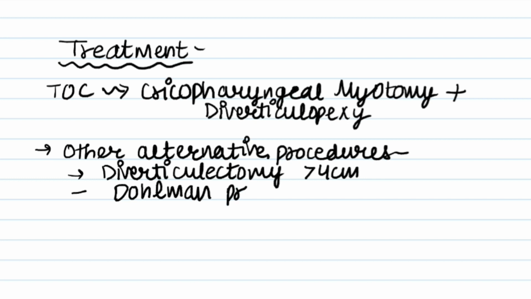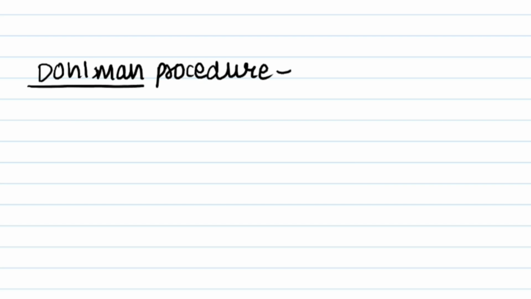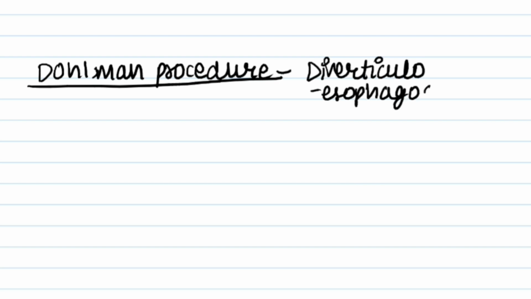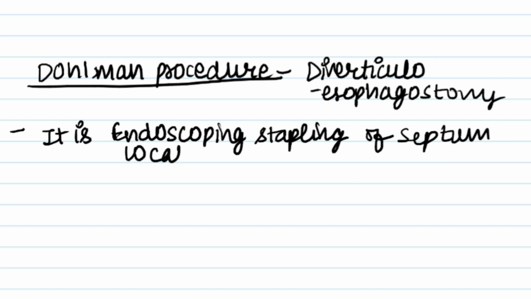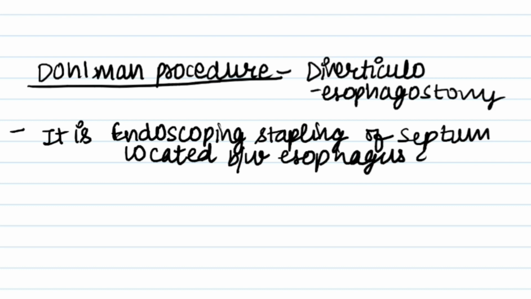And the other is the Dohlman procedure. The Dohlman procedure, which is also known as diverticulo-esophagostomy, is endoscopic stapling of the septum which is located between the esophagus and the diverticulum.